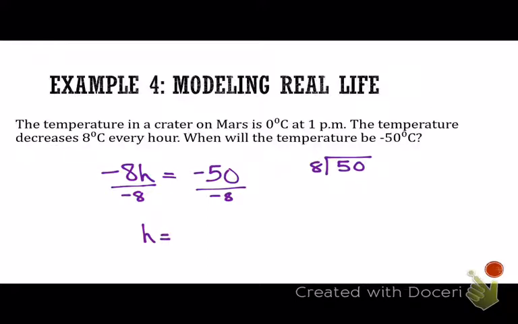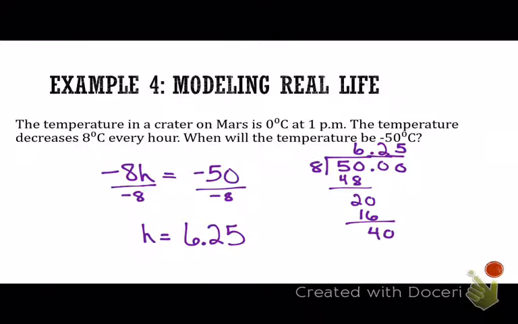50 divided by 8. All right, so we're going 6, 48, 2, put a decimal in because we're not done. 8 goes into 20 twice. 16, bring down our 0, and a 5. Okay, so this is the time, 6.25 hours. This is not our final answer.